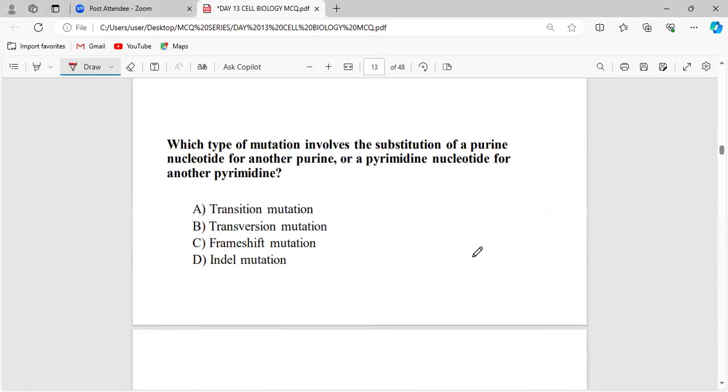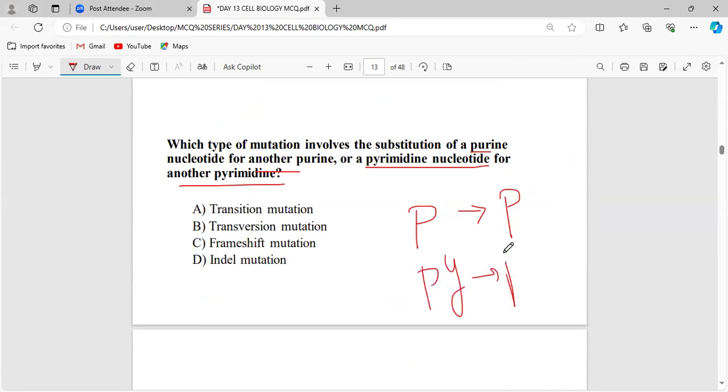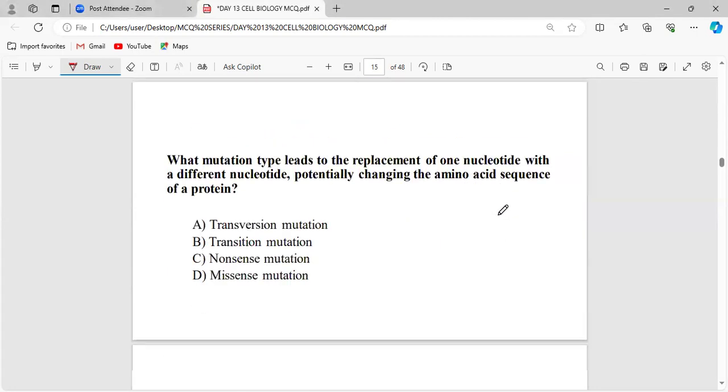And which type of mutation involves the substitution of a purine nucleotide for another purine, or a pyrimidine nucleotide for another pyrimidine? Here, a purine will be substituted by another purine, and a pyrimidine will be substituted by another pyrimidine. What is the type of substitution mentioned here? That will be obviously a transition mutation.